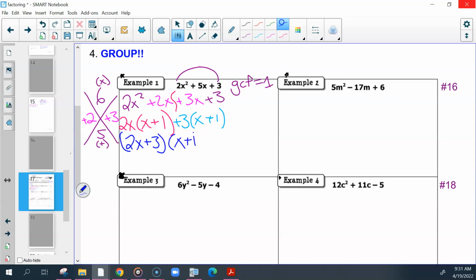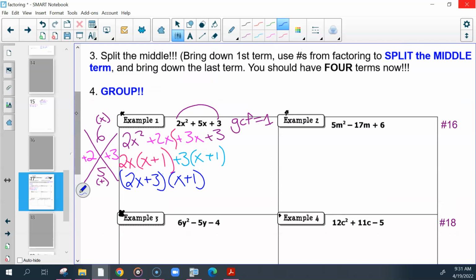Does it matter which one you write first, like 2x or 3x? For this, if you wrote it as 3x and then 2x, you would still get the same answer, even if you did it a different way. So I'm going to show that really fast. You do not need to write this, but you can if you so choose.